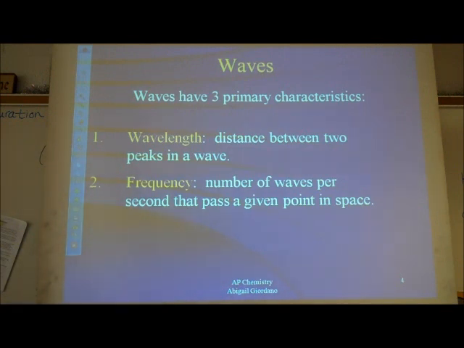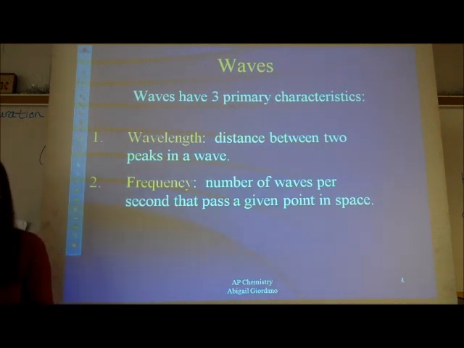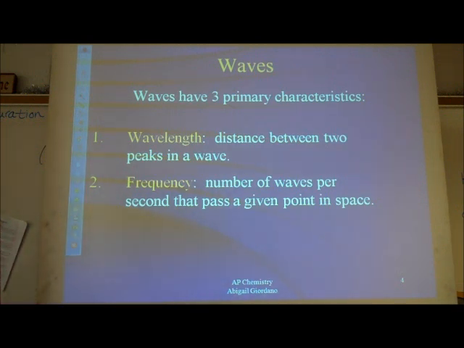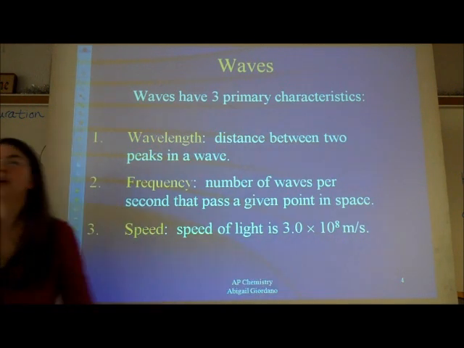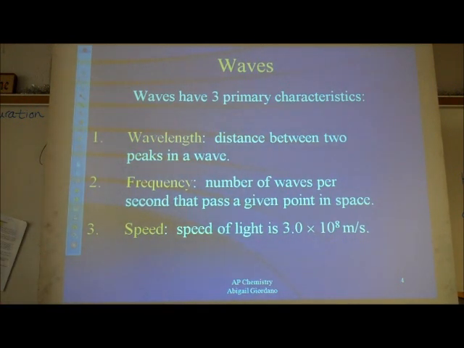Do you remember from your Chem 1 class what all types of electromagnetic radiation have in common? Yes, Alba? Speed of light. They all travel at the same speed. You do not need to memorize that number. It is on your equation sheet. Okay?